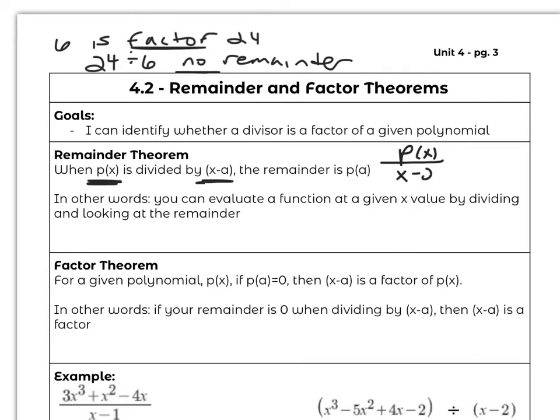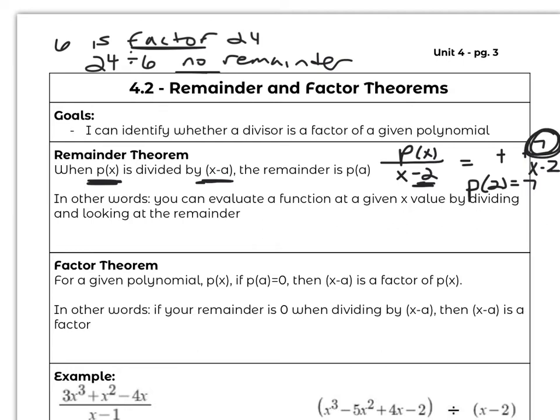by, let's say, x minus 2, then say I got a remainder, 7 over x minus 2, so my remainder was 7. That's actually the same thing as evaluating my function at 2. If I plugged in 2 to everything, I would get out 7. So we can evaluate a function at a given x value by dividing and looking at the remainder.